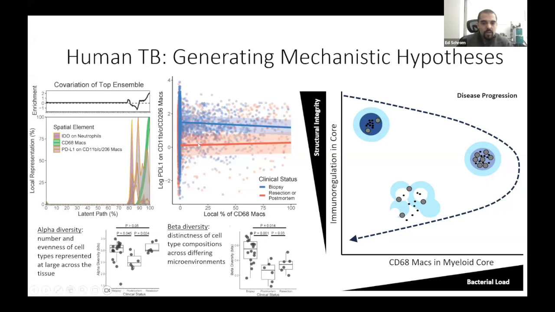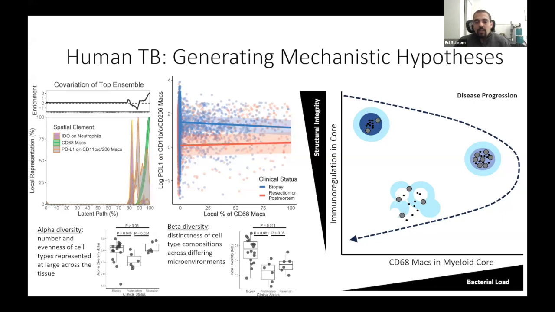Investigating this further using all of the individual neighborhoods, we found that not only is PD-L1 expression on triple positive macrophages greater in the biopsy samples at large, but the direction of its association with CD68 macrophage abundance is reversed between the 2 groups. So following this arc, but generalizing the axes a little bit, we can imagine a mechanism of disease progression that agrees with the results that Aaron discussed yesterday.